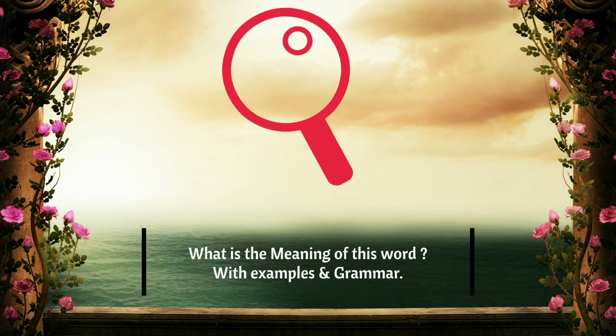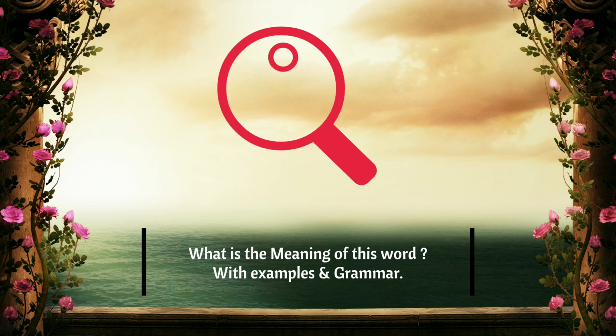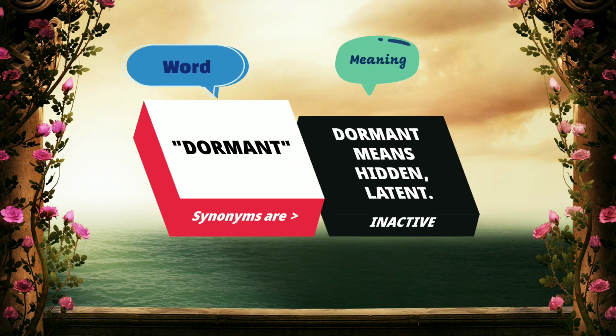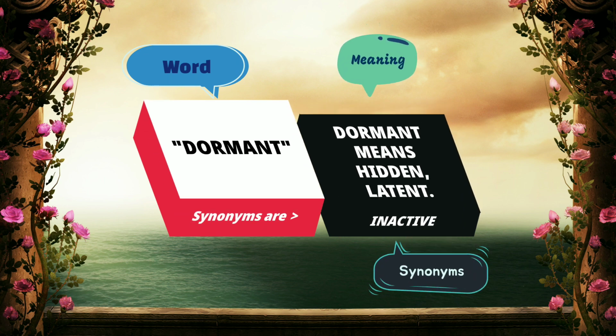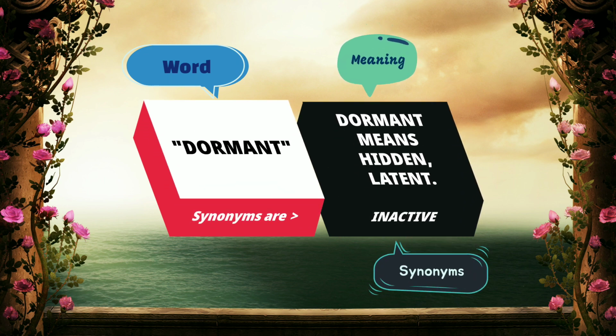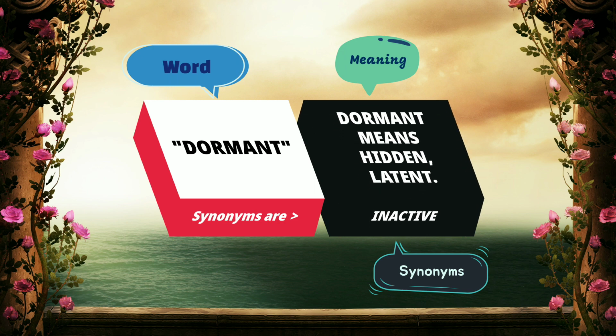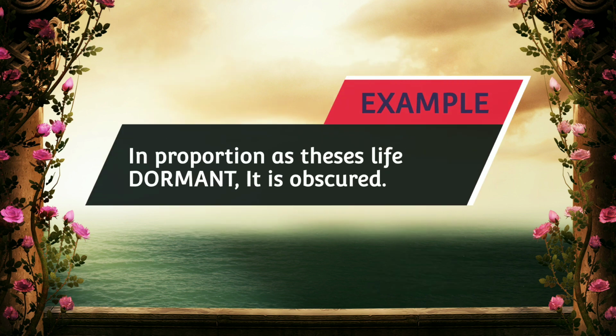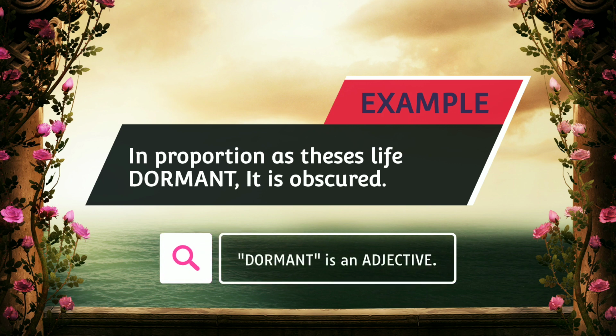Today we're going to look at the meaning of this word and an example with grammar. The word is dormant. Dormant means hidden, latent. Synonyms of dormant are inactive, asleep. Example: In proportion as these lie dormant, it is obscured.